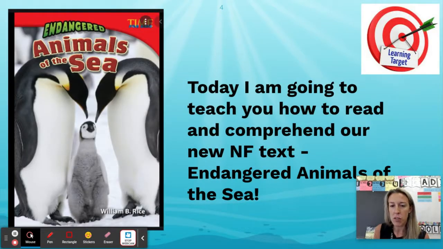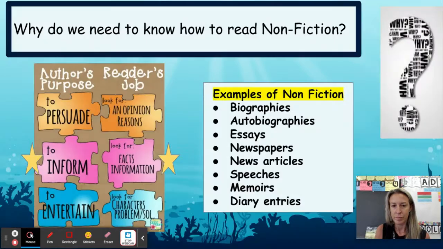Today I'm going to teach you how to read and comprehend some of our new nonfiction text, Endangered Animals of the Sea. Why do we need to know how to read nonfiction? We know that stories always have a purpose. One purpose is to persuade, one purpose is to inform, and the next is to entertain. Sometimes we remember this as PIE. This week and next week, we are going to be focusing on inform. Because we're reading nonfiction, we're going to be looking for facts and information that is true.